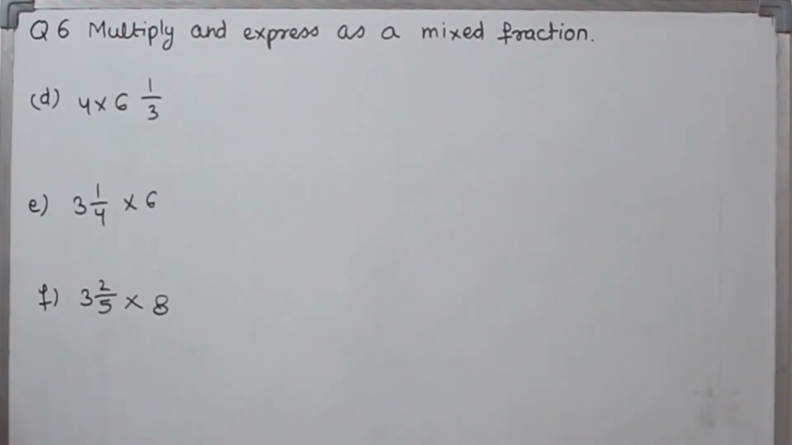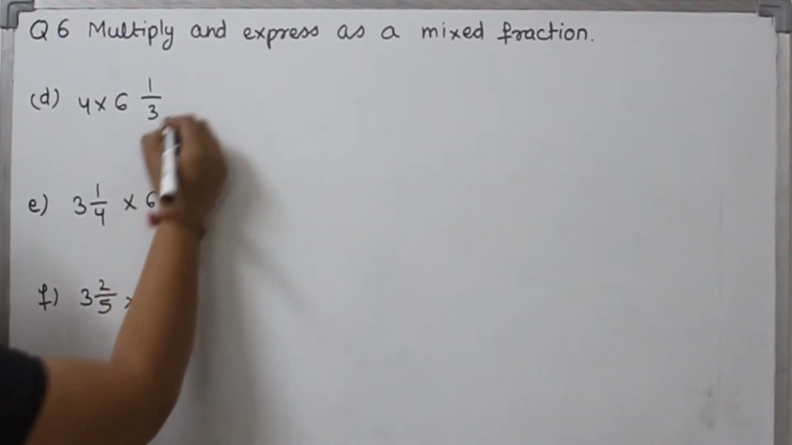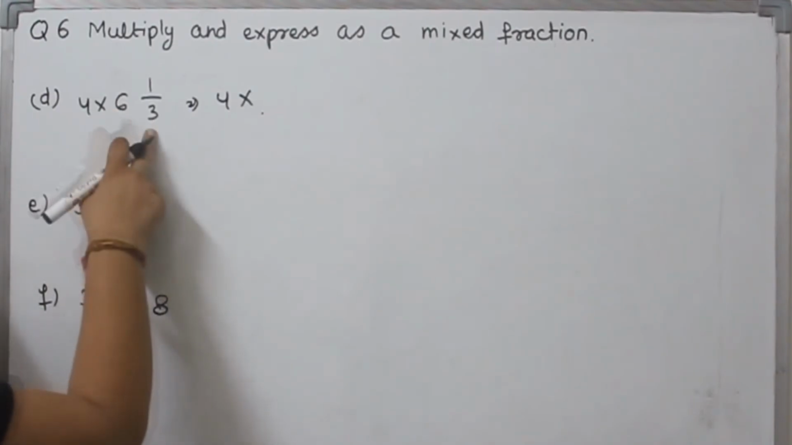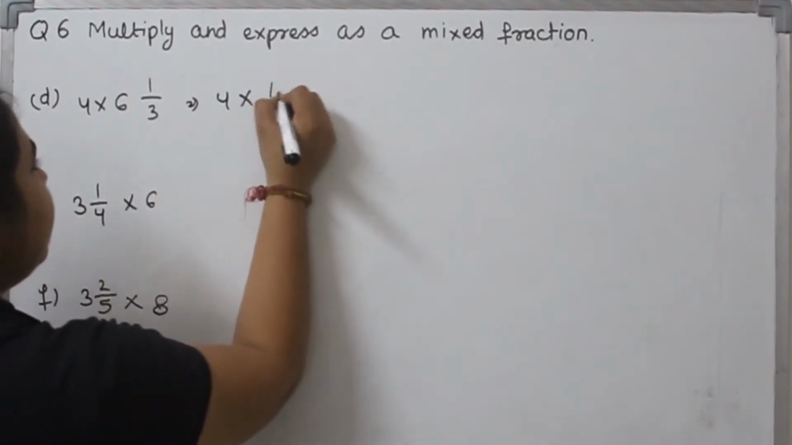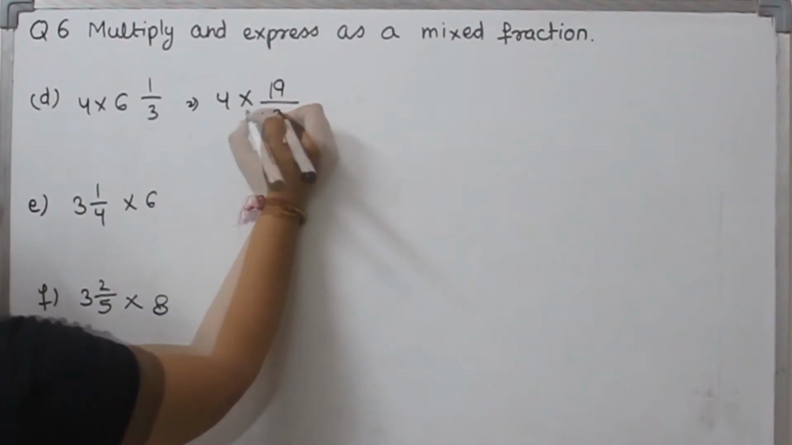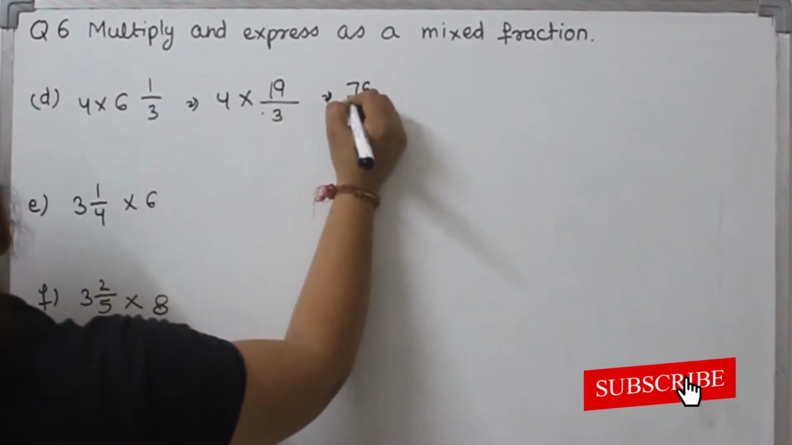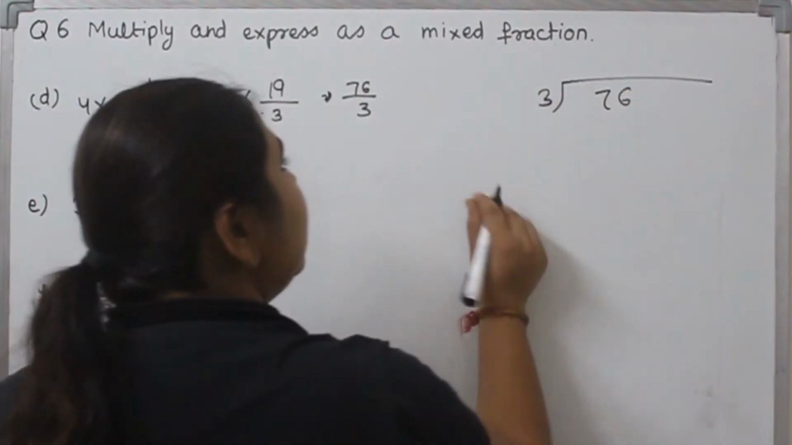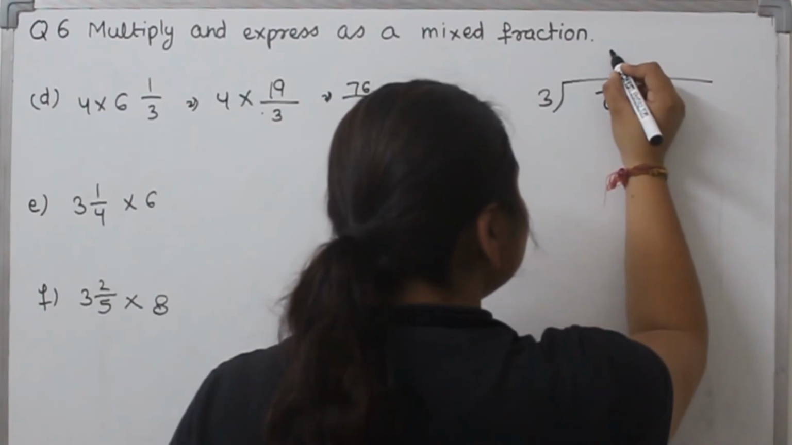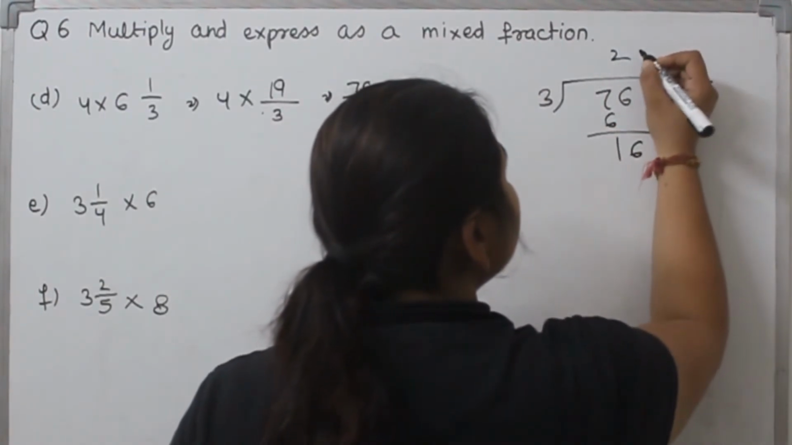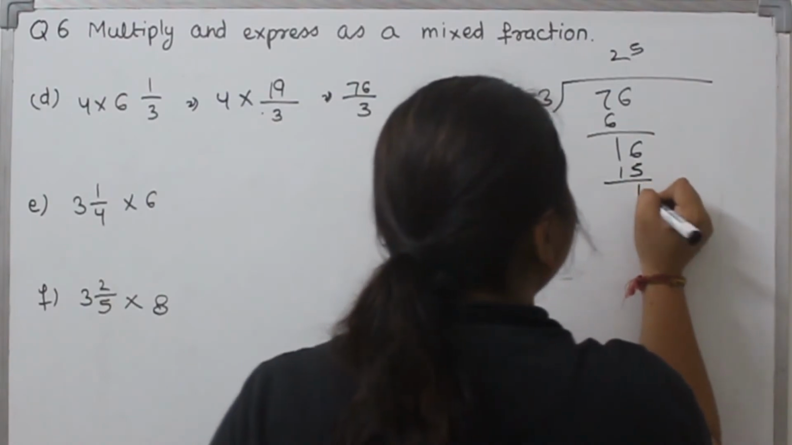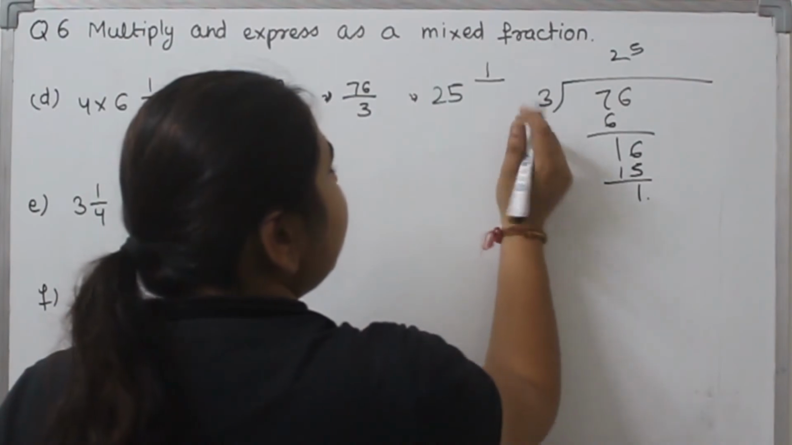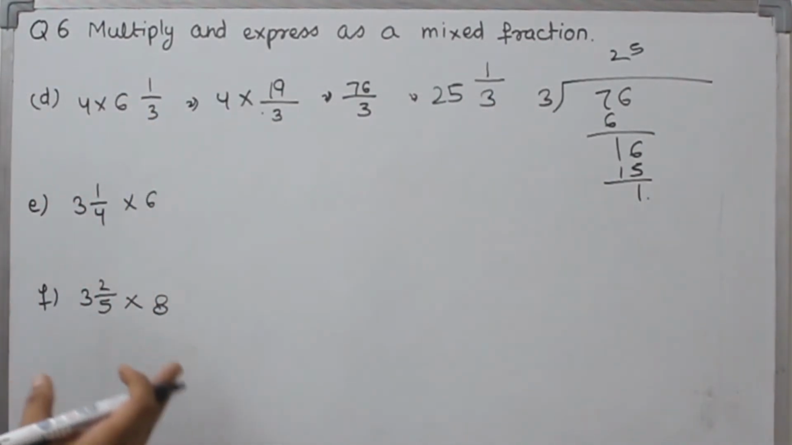Part D: 4 multiplied by 6 and 1 by 3. Now for solving 4 multiplied by, this is the mixed fraction. First we are going to solve it. 6 threes are 18 plus 1 is 19. 19 by 3. 4 multiplied by 19 is equal to 76 by 3. Now for expressing as the mixed fraction, we'll have to divide. 3 twos are 6, remainder 1, 3 fives are 15, remainder 1. So 25 as the whole number, 1 as the numerator and 3 as the denominator.